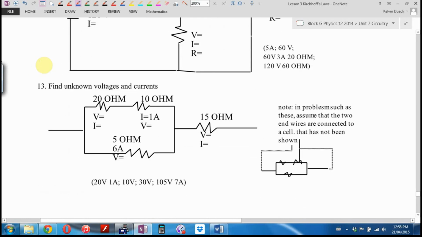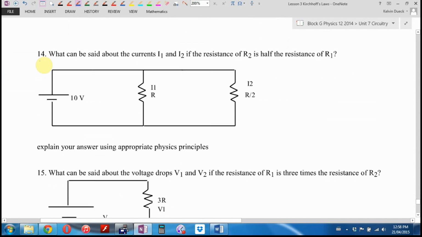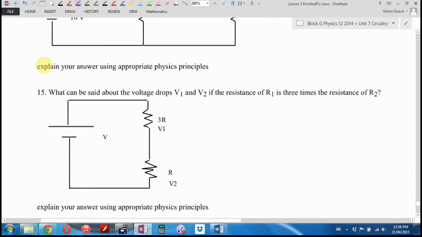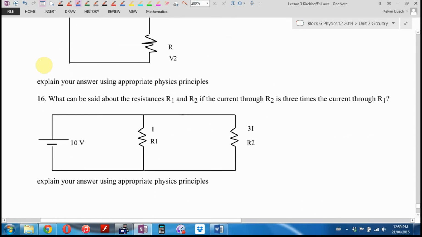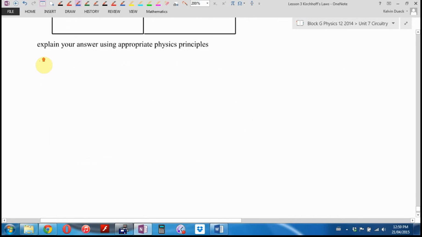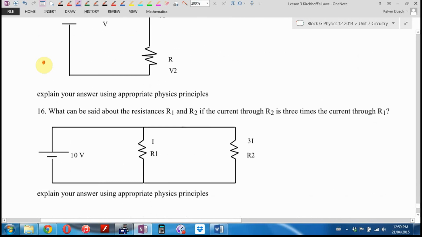I'll skip 13. Meh, 14, meh. 15, meh. Meh. I'll leave those ones. These are using that ratio trick, which really I hardly ever use. I'm not a big fan of them.